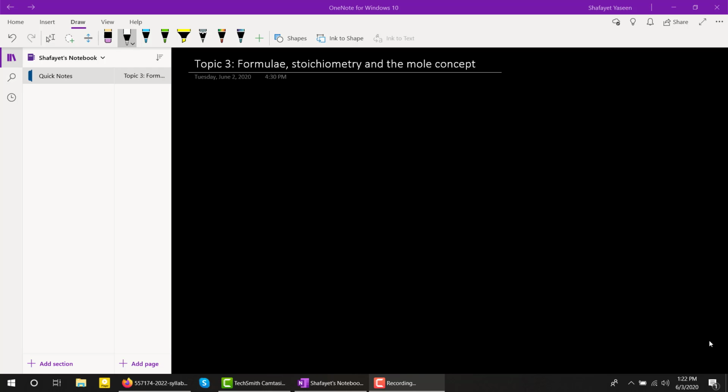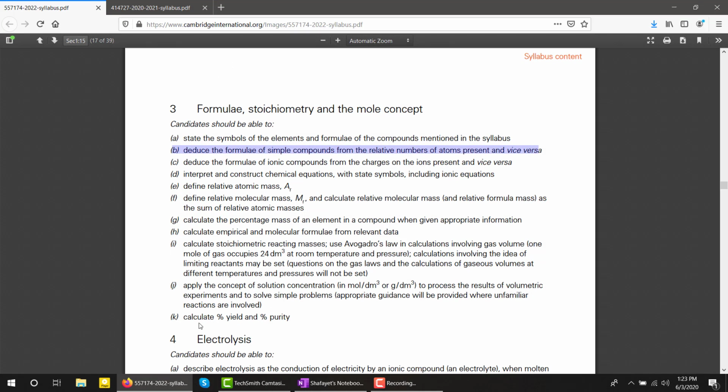Alright, so welcome to the first class of topic 3 of the CIE O-level chemistry syllabus: formula, stoichiometry, and the mole concept. So let's have a look at the syllabus first.